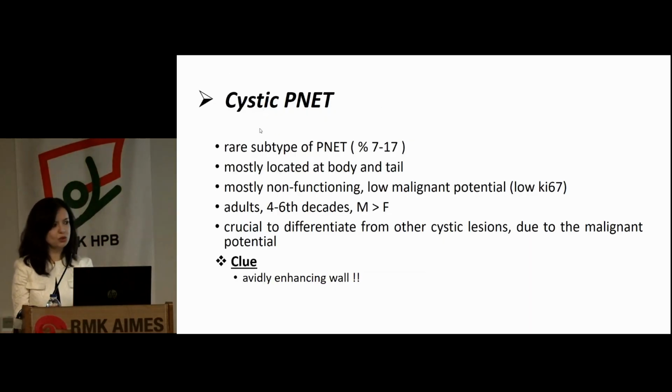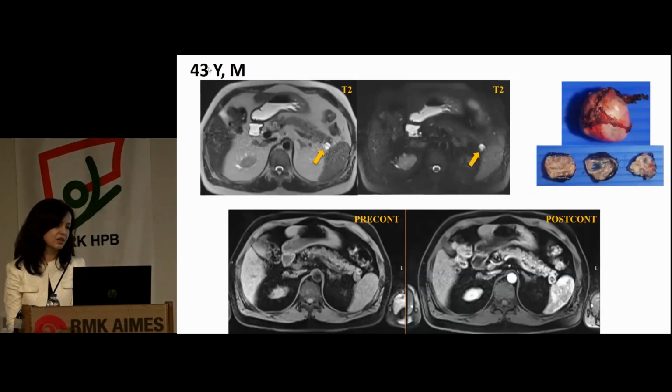Before switching on to the mucinous subtype, I will mention cystic PNETs. They are a rare subtype of PNETs that are mostly located at the distal part of the pancreas. They have low but well-known malignant potential, so it is important to differentiate them from non-neoplastic cysts. And here, the main clue will be the avidly enhancing, rather thick wall of the lesion. I will show you a typical case.